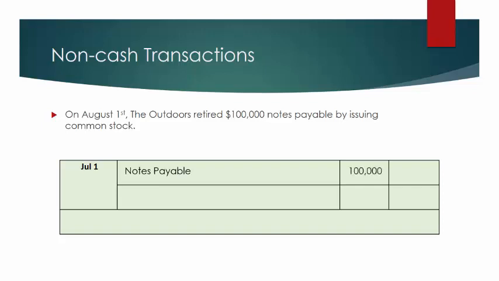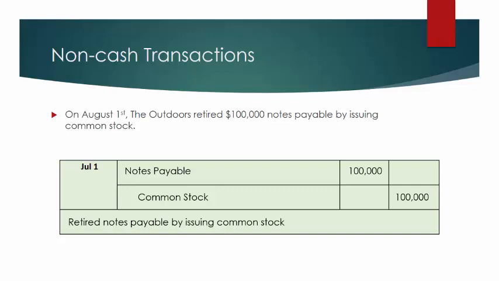We are going to credit how we are getting out of debt, which is by issuing them common stock for $100,000. And that's the journal entry to retire notes payable by issuing common stock. So in this instance, one more time, cash is not a part of our journal entry.